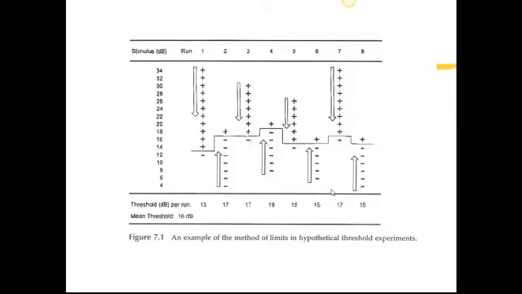At 32 dB, they heard it. At 30 dB, they heard it. 28, 26, 24, 22, on down. To 14, they heard it. And then 12, they didn't. So the threshold is considered to be at 13 dB.